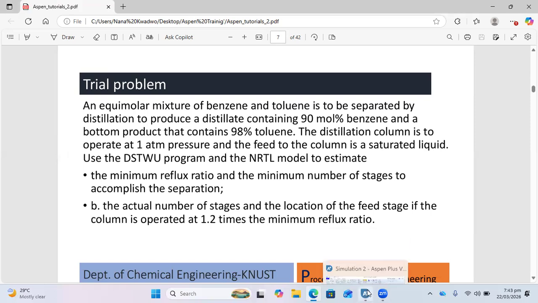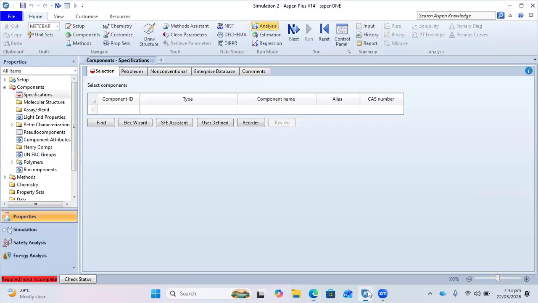So the first thing that we would want to do when we come to Aspen is to choose our components. And from the question, we know that we are dealing with benzene and toluene. So we have two components that we are working with. So we'll start by specifying them.